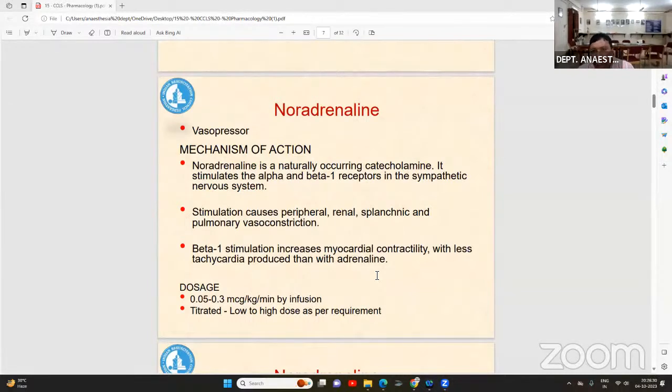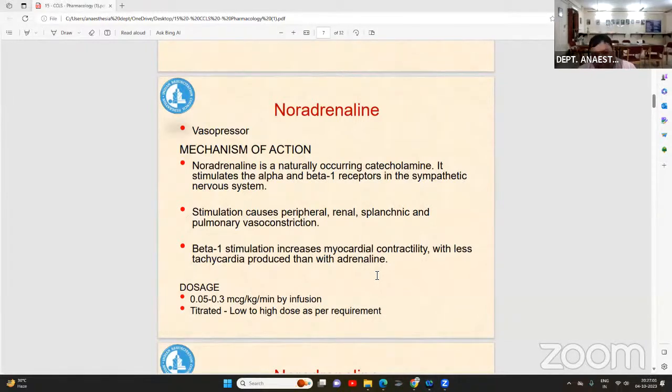Remember that noradrenaline is not a drug for bolus dose. It is a drug for infusions only. You are not supposed to give it as a single dose like adrenaline. The beta 1 stimulation increases myocardial contractility with less tachycardia compared to adrenaline. So it has both alpha and beta actions, but the tachycardia is less when you compare adrenaline to norepinephrine. At the same time, peripheral vasoconstriction is more compared to adrenaline. That is the best drug when you have systemic collapse or circulatory shock.